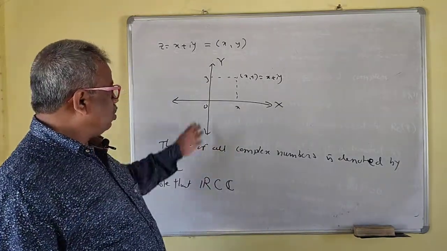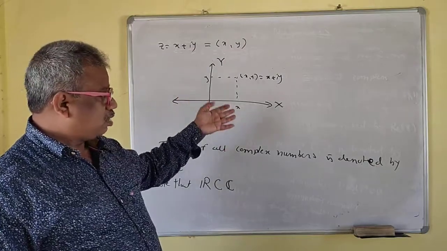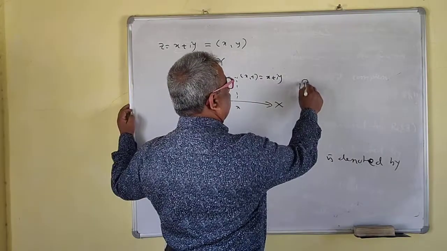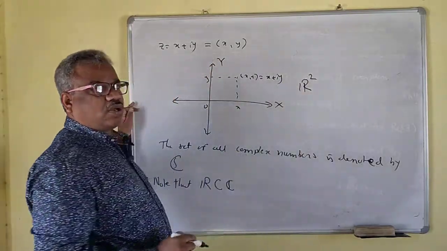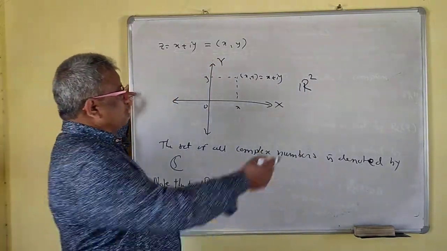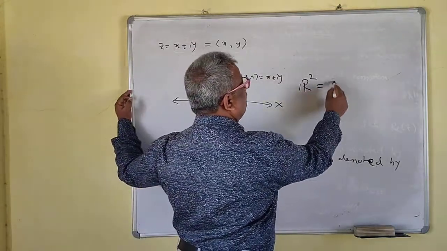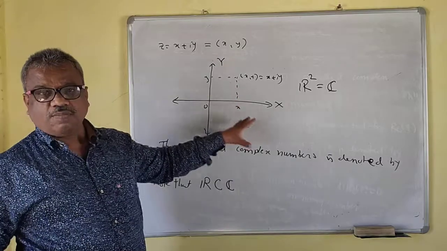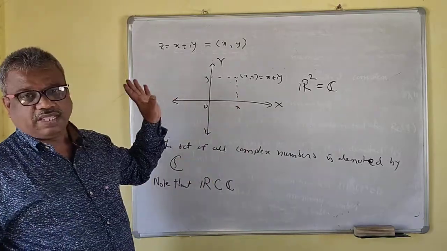We can draw the complex number on this plane. This is R2, that means the plane R cross R. This plane is called R2, and this plane is called the complex plane. So a complex number is shown on the plane.